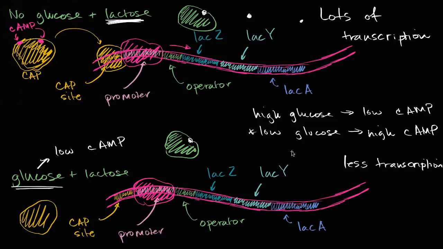Which once again makes sense. You've got glucose and lactose around. The cell would prefer to use glucose. Simpler sugar. Why waste resources? You have plenty of energy around. Just go straight to the glucose. But if you don't have glucose around, well, then use more resources so that you can digest the lactose.